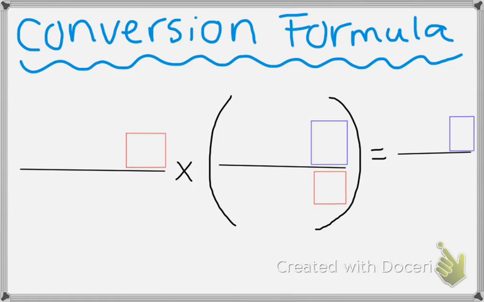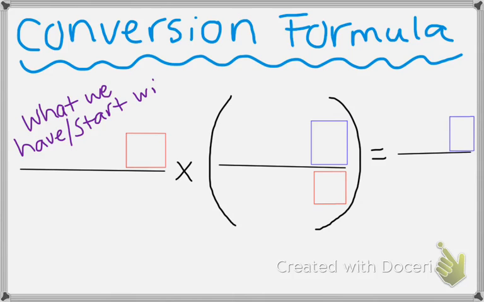This is a fraction times another fraction, which equals another fraction. The first fraction is what we start off with. So whatever you start with, I'm going to write that: what we have or start with. For example, if we had 4 cups, 4 cups is how many milliliters, which we're actually going to do in the next example. That's what we would put there. So it's what we have or start with.